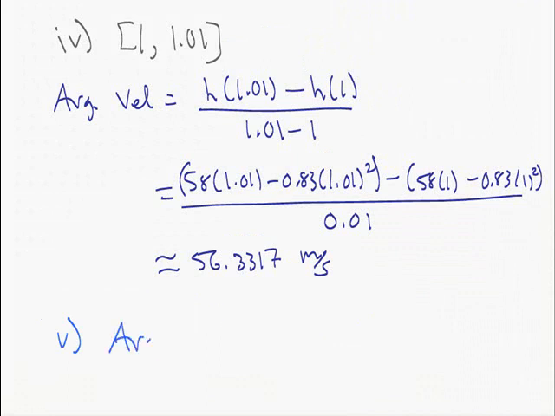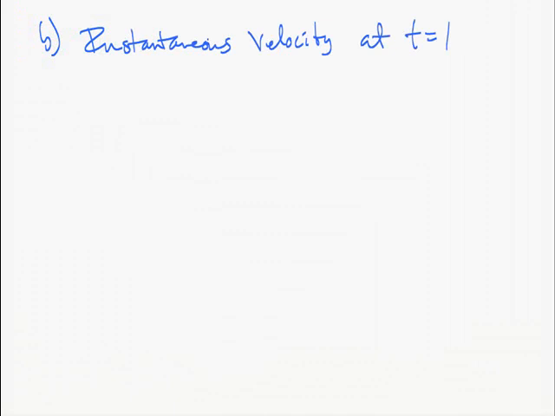The average velocity for part 5 was from 1 to 1.001. So we're looking now at 1/1000th of a second. The average velocity over that time interval is approximately 56.33917. So you can see what's happening here is that this average velocity is sort of locking on to what we're going to call our instantaneous velocity. And that's what we're asked for in part B. In part B, we want the instantaneous velocity at t equals 1 second.